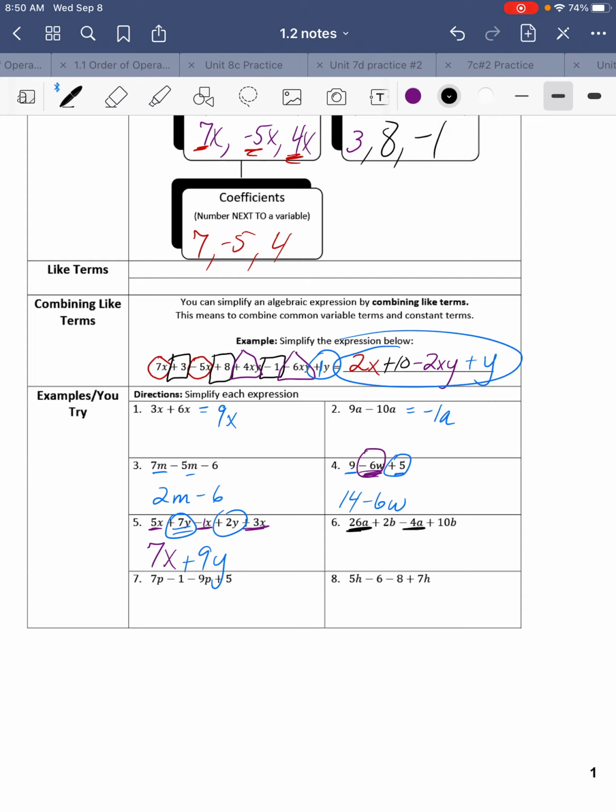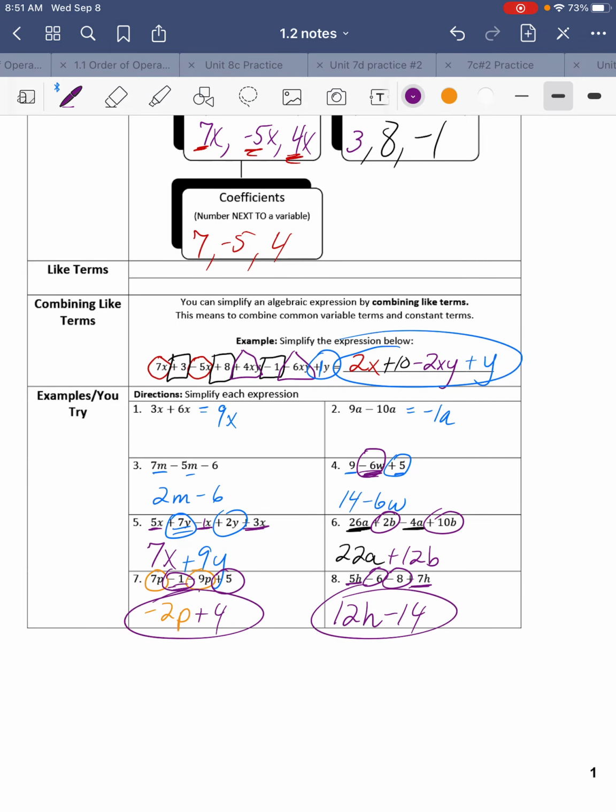26a minus 4a is 22a. Positive 2b plus 10b is 12b. Next, 7p minus 9p is a negative 2p. And negative 1 plus 5 is 4. We have 5h in number 8 plus 7h is 12h. Negative 6 minus 8 is negative 14.